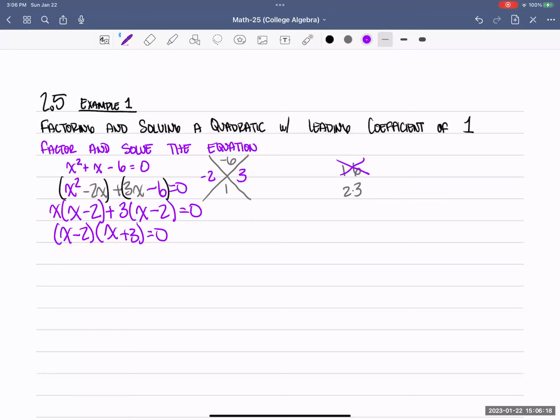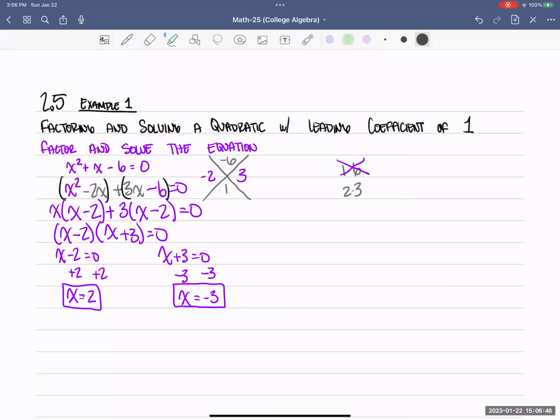So let's see where that happens. We're going to set both parts equal to 0. x minus 2 equals 0, and also over here, x plus 3 equals 0. Let's solve. Plus 2 on both sides: x is equal to 2. That's one of our solutions. Minus 3 on both sides: x is equal to negative 3. And there you go. Those are our two solutions for this quadratic equation.